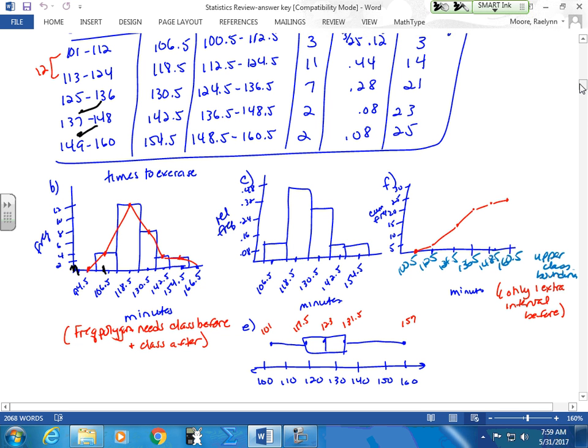The blue, again, is the frequency histogram. The red, that's your frequency polygon. Your frequency polygon says, take the midpoints of all of these, so therefore you have to use the midpoint, and just make me a line.